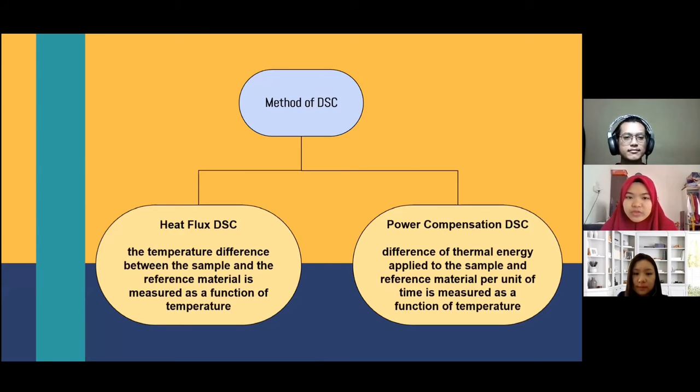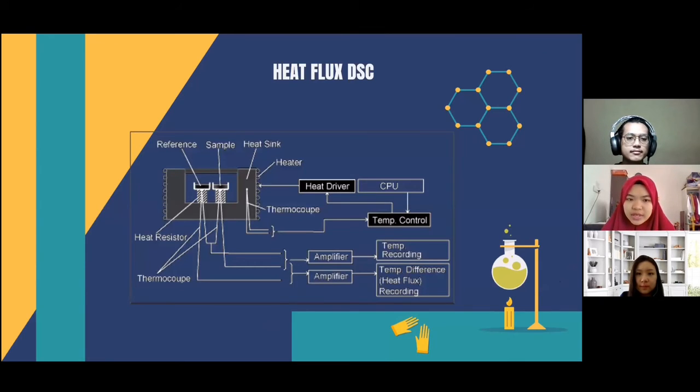Okay, so we have two methods of DSC. The first one is heat flux DSC and the second is power compensation DSC. They measure two different things, where heat flux measures the temperature difference while power compensation measures the difference of thermal energy per unit of time. So this is the diagram of heat flux DSC.